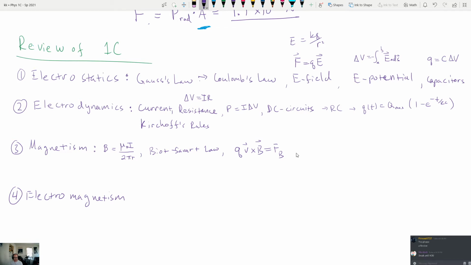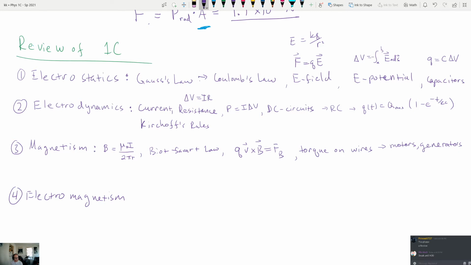We also talked about torque on current-carrying wires, which allowed us to then discuss how motors work and how generators work due to these types of forces. And then we talked about Ampere's law.